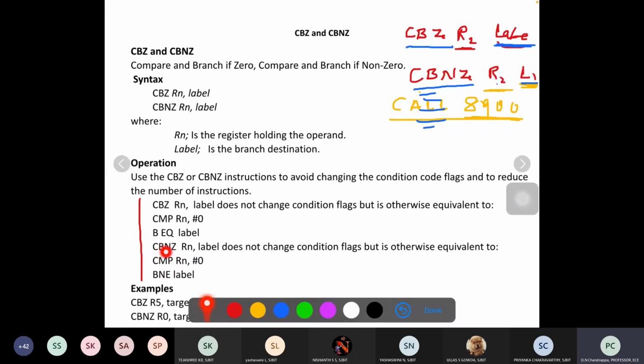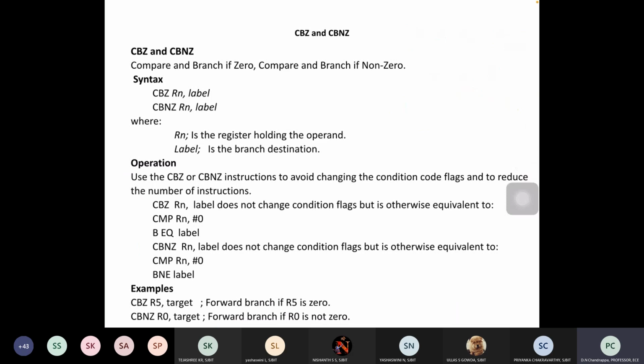If Rn is 0, it does not jump, it goes to the next instruction; otherwise it goes to jump-not-equal, B not equal to label. This is the combination of instructions we are using. The last two instructions I'll mention very clearly. Please all of you look into that.